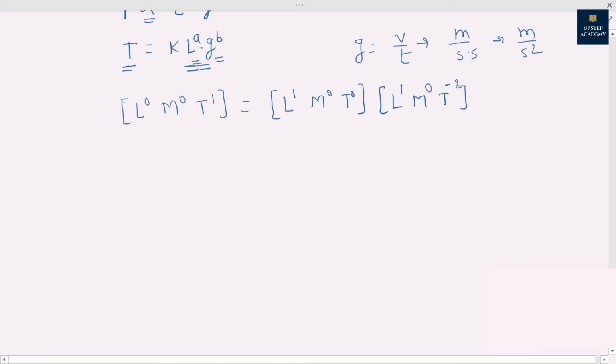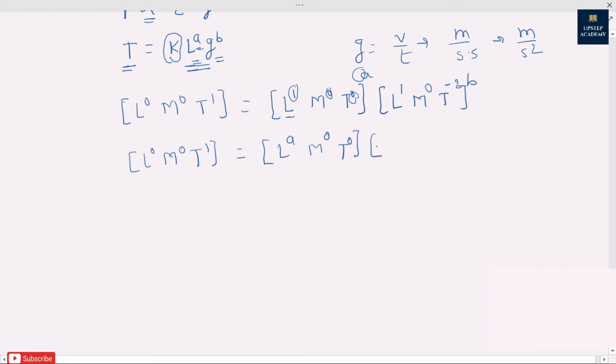So we will put the powers on those. The power of this will be a and the power of this will be b. And keep in mind this k we don't have to take into consideration, as it is a dimensionless constant. So L raised to 0, M raised to 0, T raised to 1, this left-hand side will remain as it is, and the right-hand side will become L raised to 1 into a, M raised to 0 into a, T raised to 0 into a, which is 0. Again L raised to 1 into b is L raised to b, M raised to 0, and T raised to minus 2b.